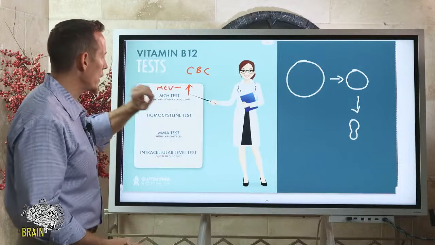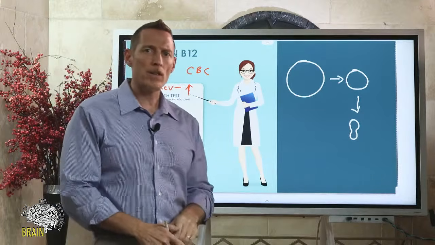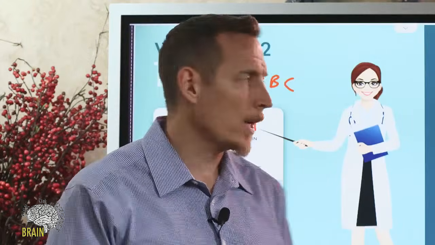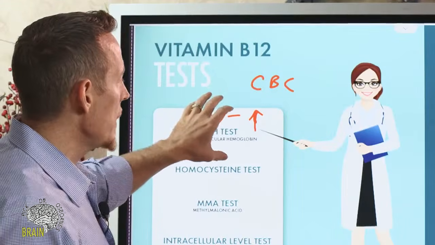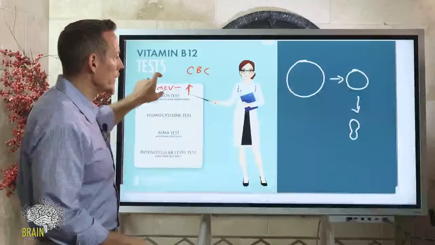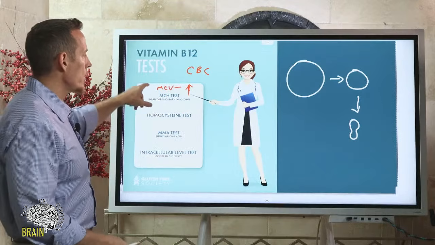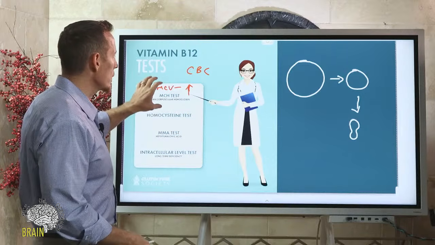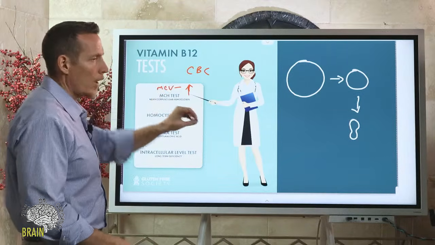But I want to be cautious, because you might have done this and you know you have an elevation in your MCV, and you've taken B12 for a long time and your MCV stays elevated. B12 deficiency is not the only thing that can cause elevation in MCV and MCH. So these tests, although they can be helpful, aren't definitive. You can't rely on them all by themselves.